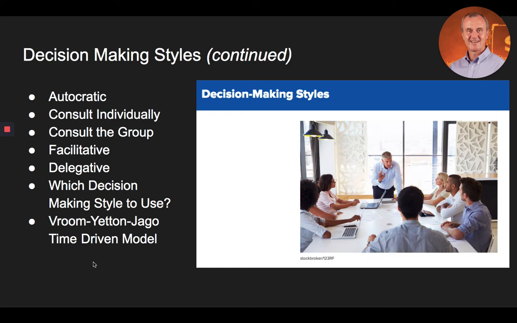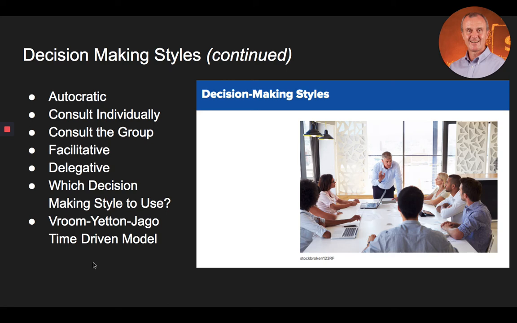The fourth style is facilitative. A manager who uses a facilitative decision-making style shares the problems with the group and then works with the group to reach a consensus on the final decision. The facilitative style differs from the styles we have discussed so far in that the manager does not have complete control over the final decision.